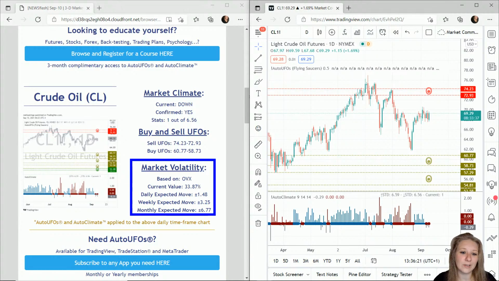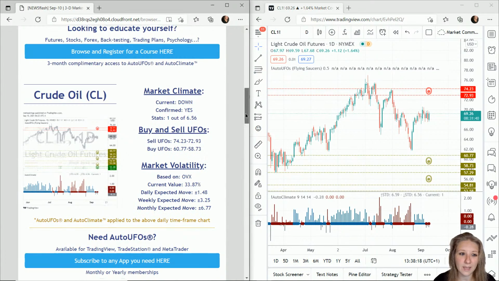In terms of volatility, in a year, we would expect oil to go up and down by 33.87%, which is 1.48 points up or down in a day. In a week is 3.25 points up or down, and in 1 month is 6.77 points up or down. So that's crude oil. Okay, next market is gold.